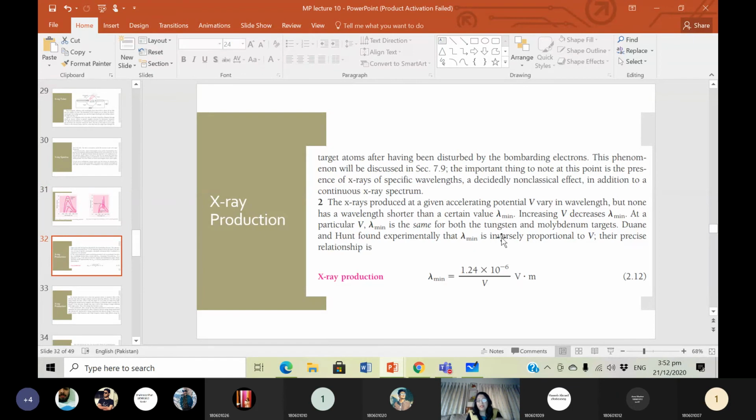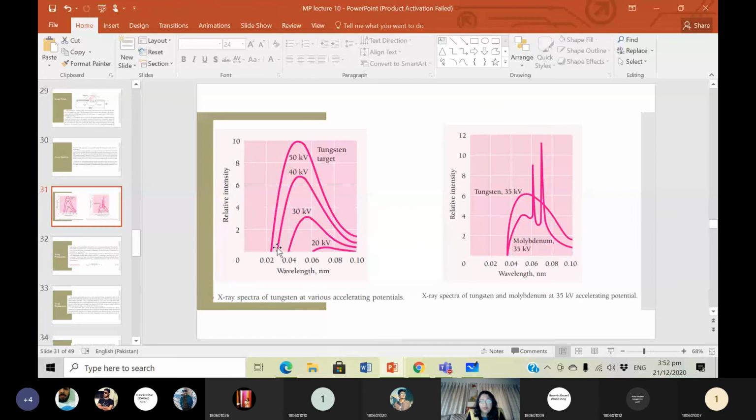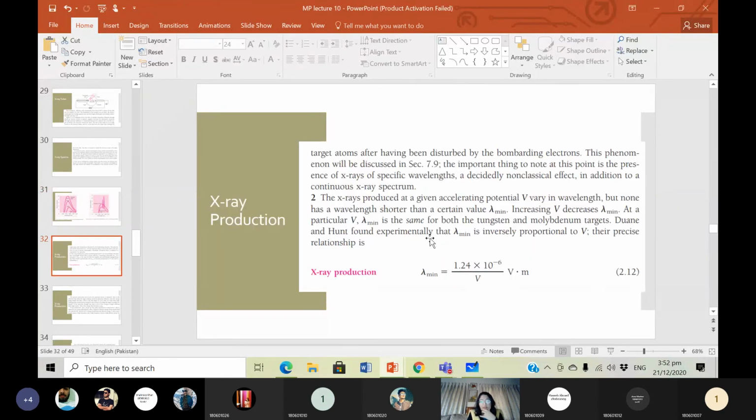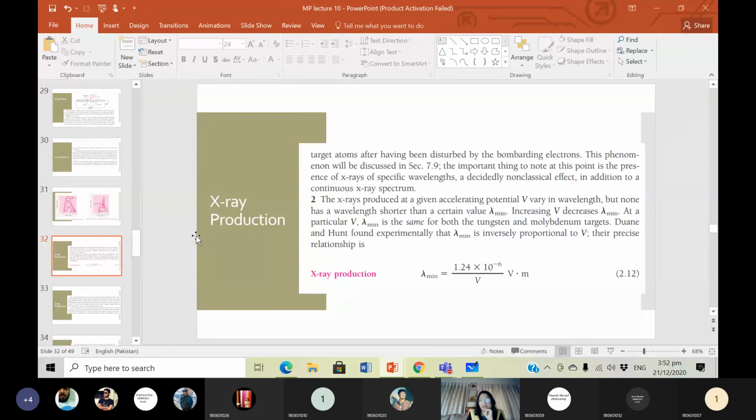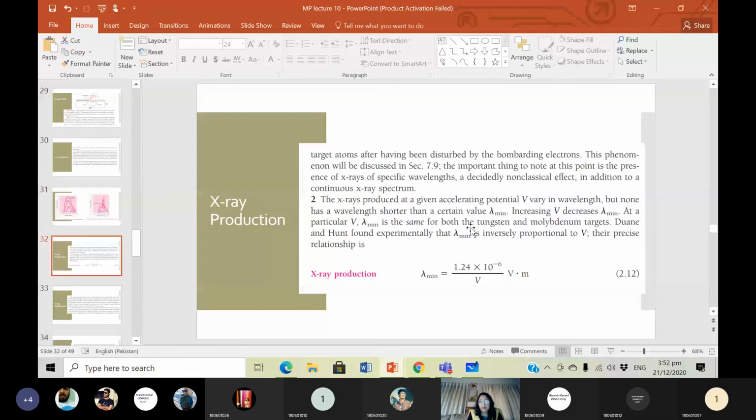So we want to figure out what this lambda minimum value is. For these particular voltages, there will be a lambda minimum. The X-rays produced at a given accelerating potential V vary in wavelength, but none has a wavelength shorter than a certain value lambda min. So increasing V, the potential, decreases lambda min. As you can see, if you are increasing the voltage, the lambda minimum decreases. That means the lambda minimum is becoming smaller and smaller.